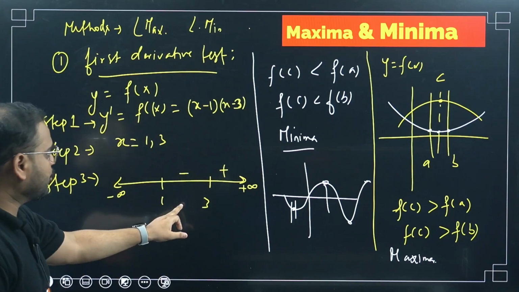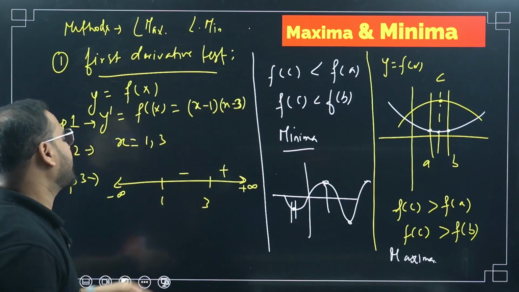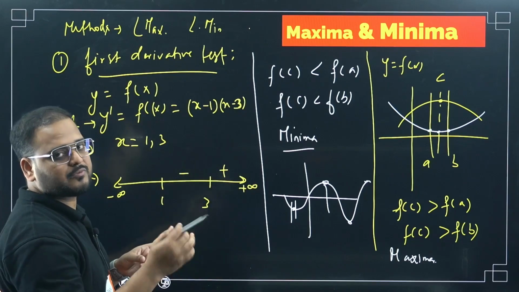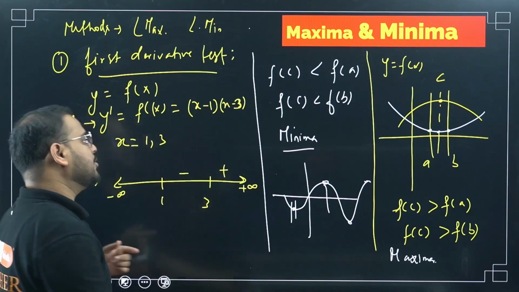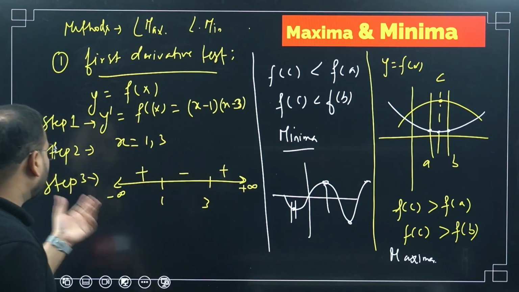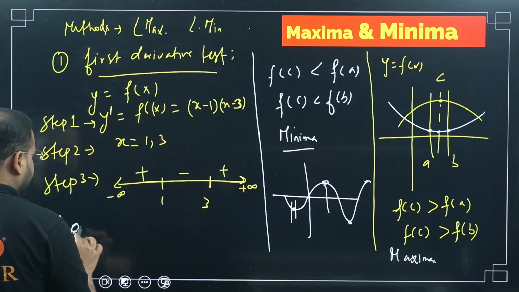If I put 2 here, 2 minus 1 is 1 and 2 minus 3 is minus 1, so negative. Now before 1, let's put 0. 0 minus 1 is minus 1, and 0 minus 3 is minus 3. Negative into negative will be positive. From here, this is step 3. Now step 4.